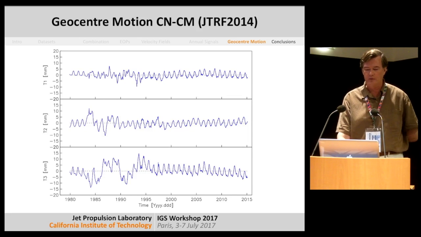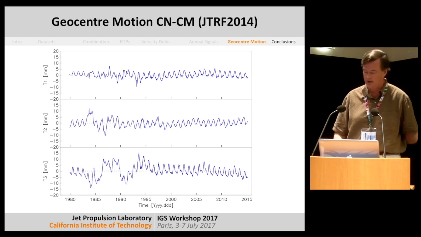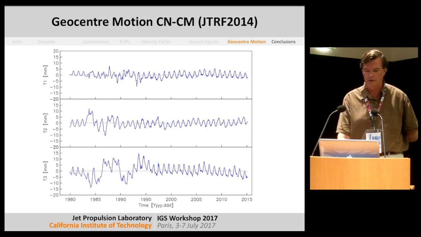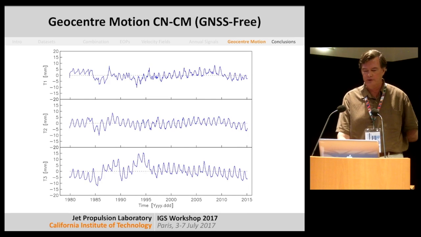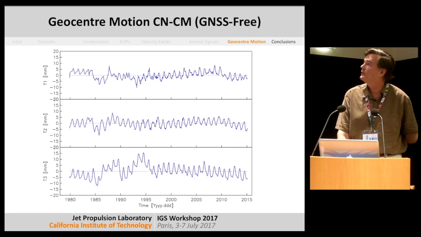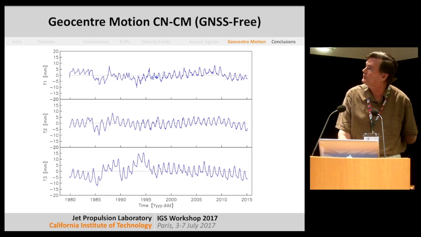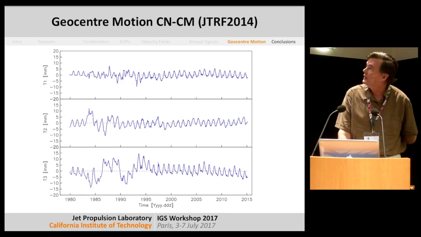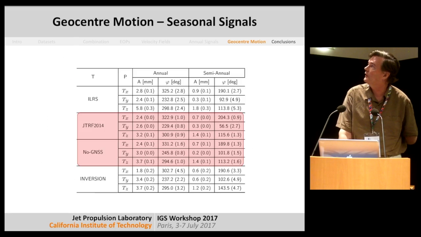And when we do that, well, this is first JTRF 2014. This is the geocenter we got in our solution we submitted to the IERS. And when we remove the GNSS data, we get this solution. And they're similar. I'll flip back and forth between them. There are some long period differences, but overall quite similar. And we have statistics on this.